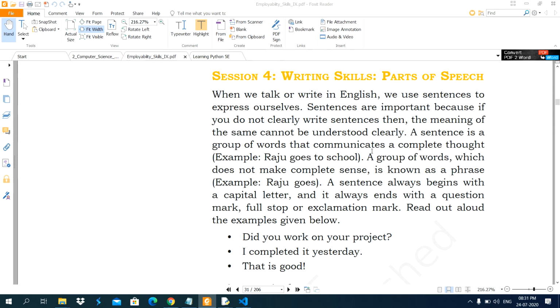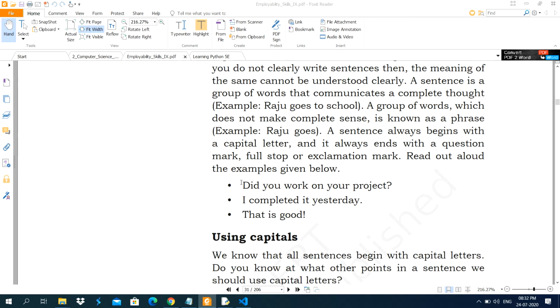A sentence is a group of words arranged in meaningful form. A sentence is a group of words that communicates a complete thought. Example, Vijay goes to market. A group of words that does not make complete sense is known as a phrase. Raju goes. A sentence always begins with a capital letter and it always ends with a question mark, full stop or exclamation mark.